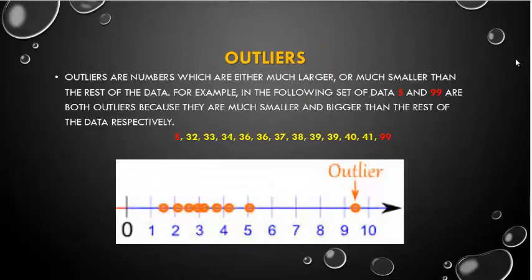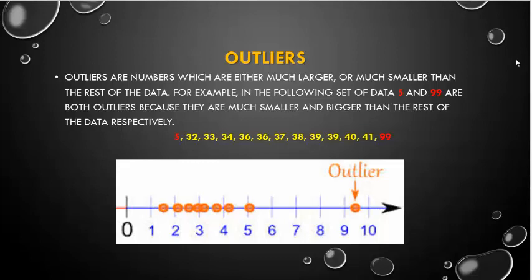The second main idea of this video is outliers. Outliers are numbers which are either much larger or much smaller than the rest of the data. For example, in the data set below, it's easy to see that 5 is much smaller than the rest of the data, and 99 is much bigger than the rest of the data. So both of those numbers, 5 and 99, would be considered outliers in this case.